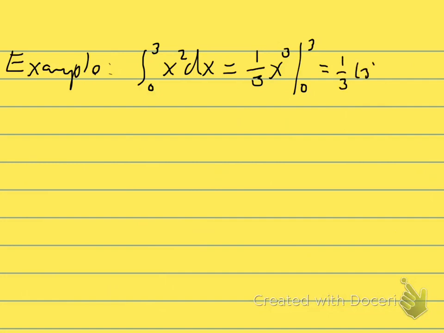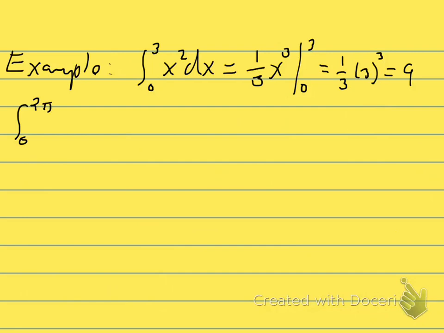So we'll have 1/3 times 3 to the third, which is 1/3 of 27, which is 9. And that's exactly the same thing we did when we took the limit of the lower and the upper sums in the previous video. Okay, I'm going to do two other examples.